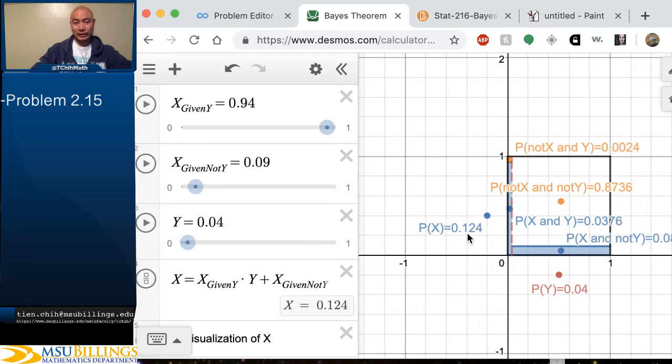If 4% of people use drugs, then we get 12.4% testing positive. So that's pretty close. But we want to solve this exactly.